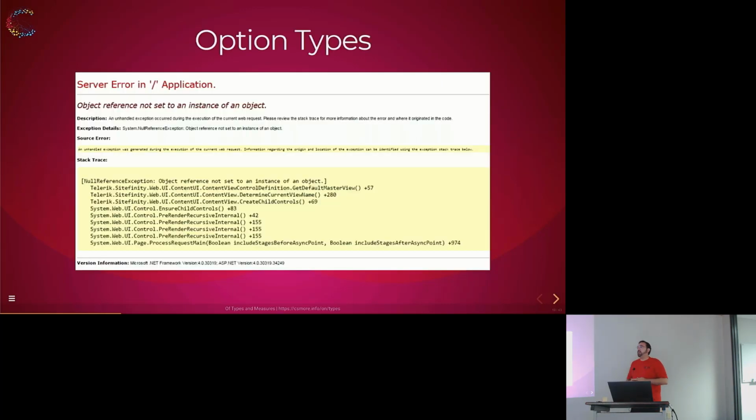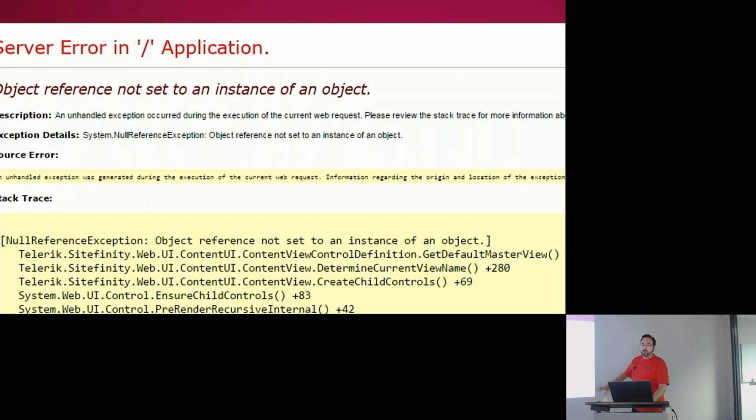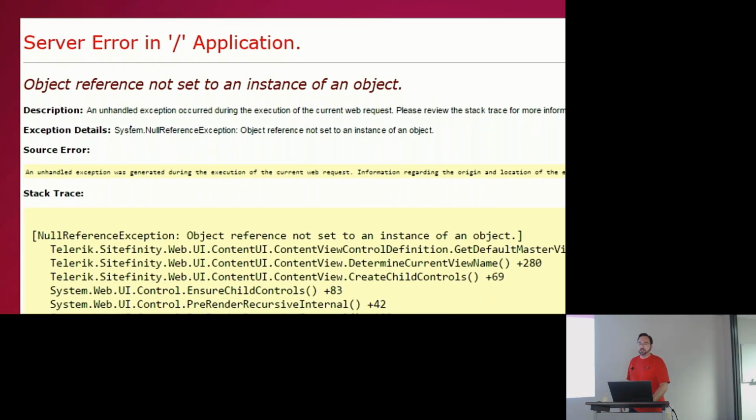Next thing I want to talk about is option types. Now, let's zoom in on this because I'm sure that nobody in here has ever gotten a screen that looks like this. It talks about object reference not set to an instance of an object. As a casual, I get this occasionally. Nobody else in here does. Nobody's going to raise their hand and say they get it. So let's talk about why I get this.